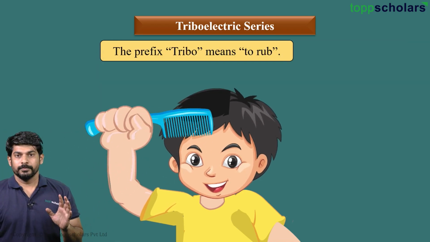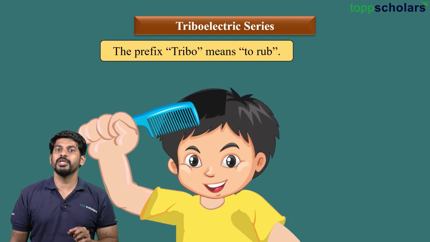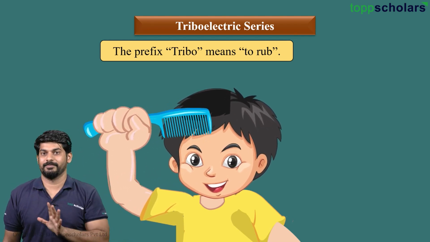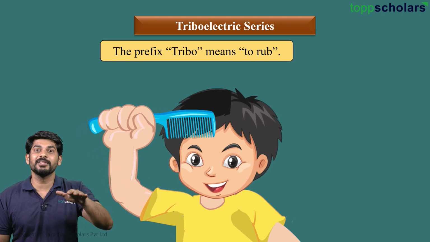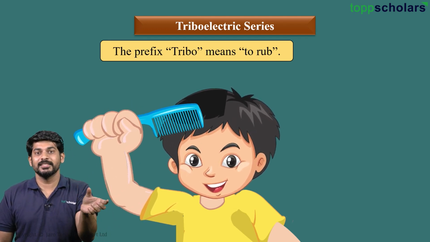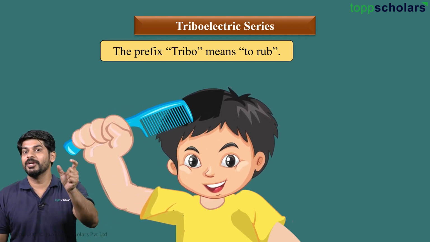Now moving on, the prefix tribo means to rub. Since over here we are rubbing things, that's why it is called tribo, because tribo means to rub.